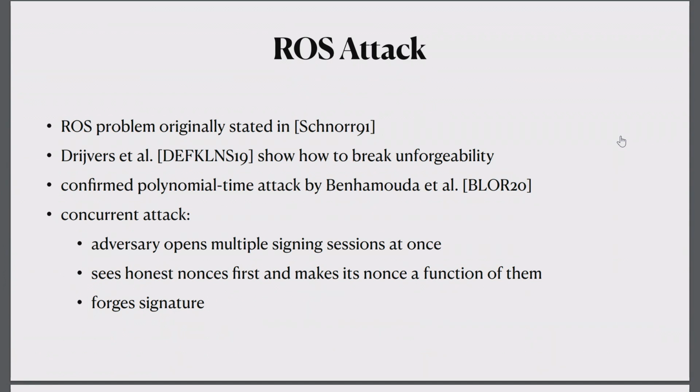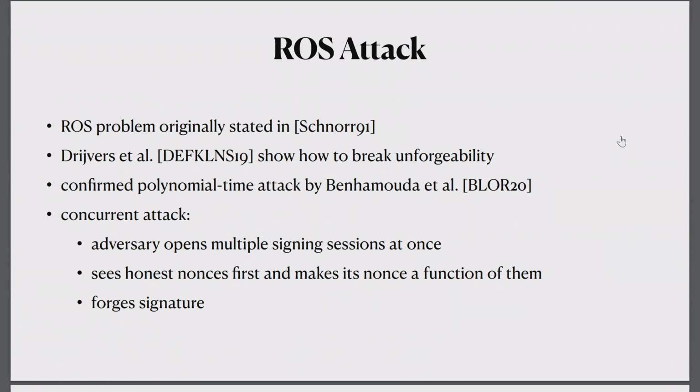So the problem was stated in the original Schnorr paper. In 2019, Drijvers et al. actually show how to break the unforgeability of the scheme that I just showed you, along with a range of other multi-signatures, threshold signatures, and blind signatures. This has a confirmed polynomial time attack, which was discovered by Benhamouda et al. in 2020. Now, critically, this attack relies on the concurrent setting.